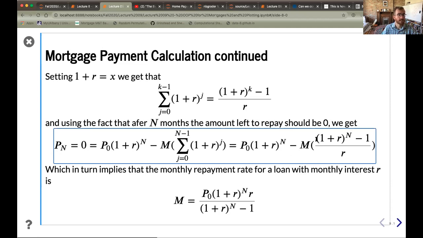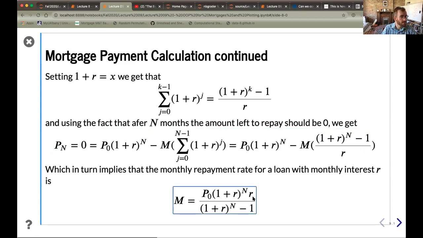We can bring m times 1 plus r to the n minus 1 over to the left-hand side where the 0 is. And now we can just go ahead and flip it and multiply by p0 times 1 plus r to the n. When you do that, flip and multiply, you can see the r multiplies against p0. That gives us this numerator here. And then 1 plus r to the n minus 1, that becomes our denominator. And so now we've actually derived the formula for what your monthly payment is.